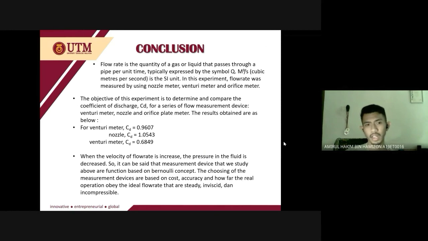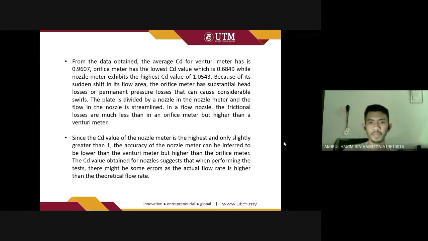The results we get are as below. For the Venturi meter, the CD value is 0.9607, the nozzle meter 1.0543, and the last meter is 0.6849. Based on the concept, when the velocity of flow is increased, the pressure in the fluid is decreased. So it can be said that the measurement devices that we studied above function based on the Bernoulli concept. From the data obtained, the average CD for the Venturi meter is 0.9607, while the Orifice meter has the lowest CD, which is 0.6849, and the nozzle meter has the highest CD value of 1.0543.